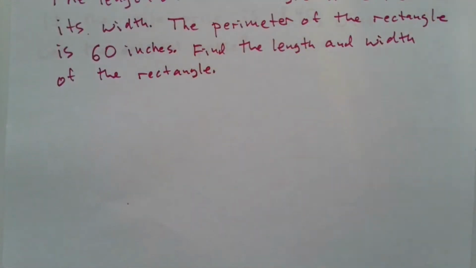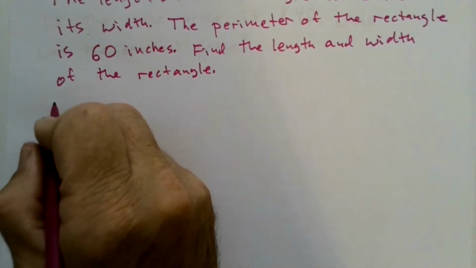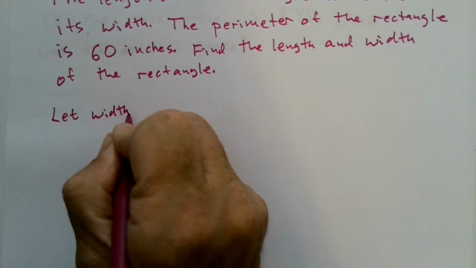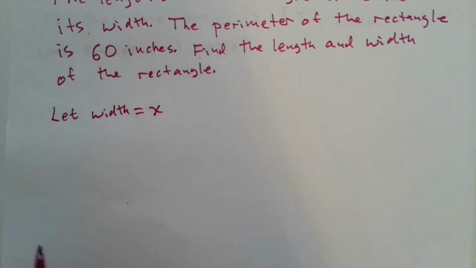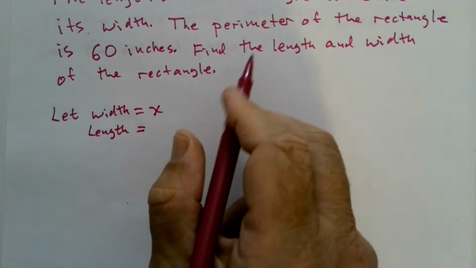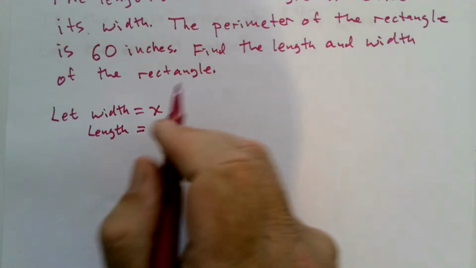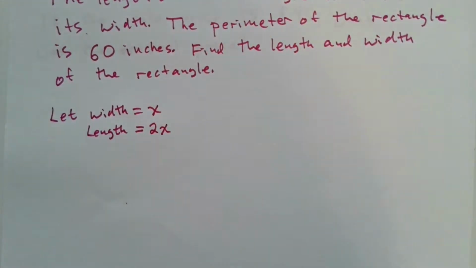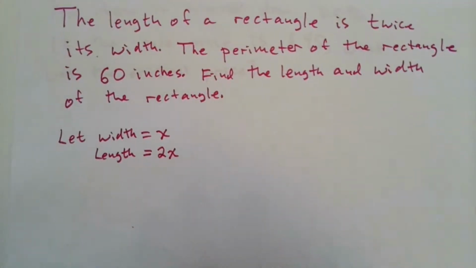Next, the length of a rectangle is twice its width. The perimeter of the rectangle is 60 inches. Find the length and width of the rectangle. I'm going to let the width be x. So the length, what do we know about length? It's telling us that the length is twice the width. So if the width is x, the length would be 2 times x.